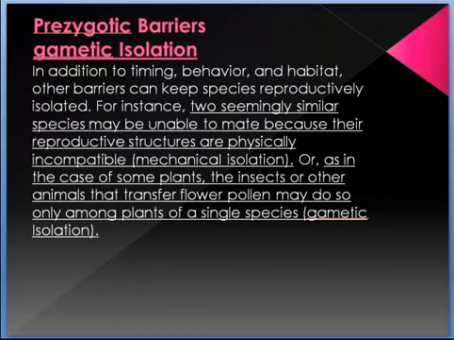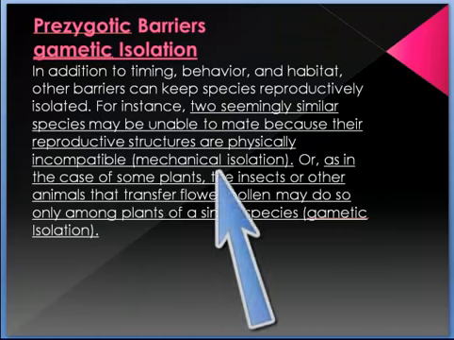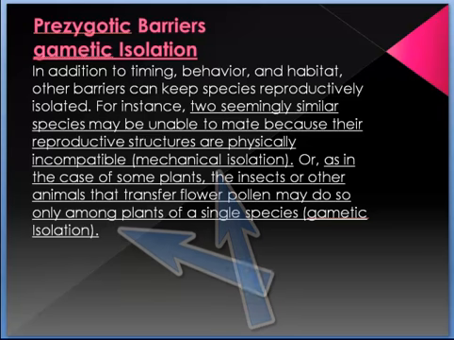Gametic isolation is another type of pre-zygotic barrier, and it's when two similar species may be unable to mate because their reproductive structures are physiologically incapable of reproducing with that other individual. As in the case of some plants, the insects or other animals that transfer flower pollen may do so only among plants of a single species. This is called gametic isolation.